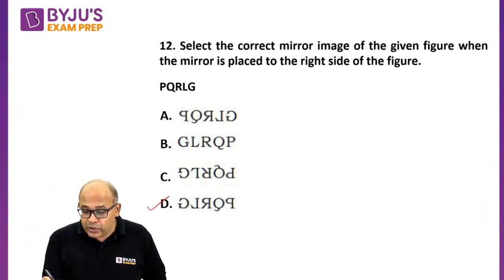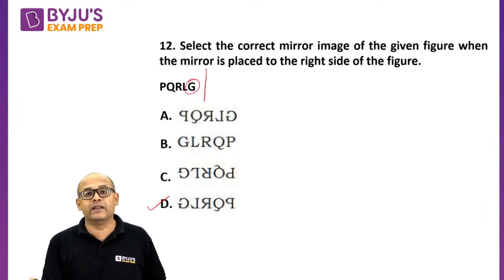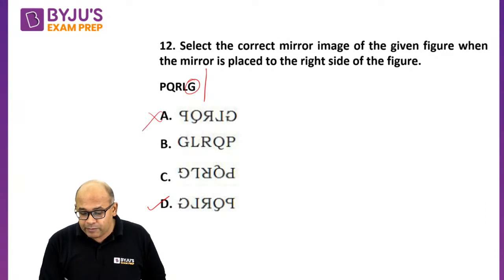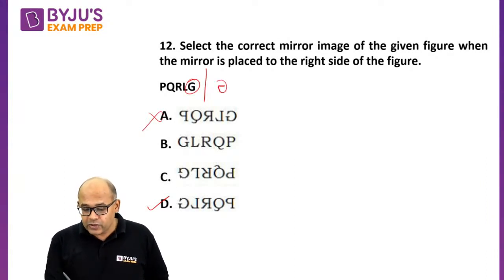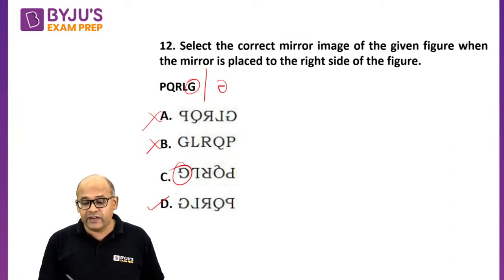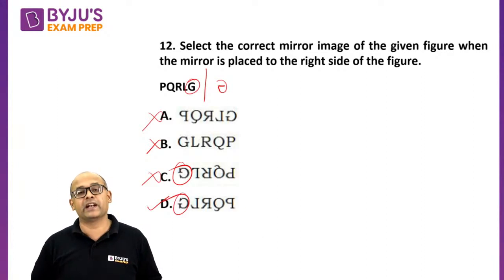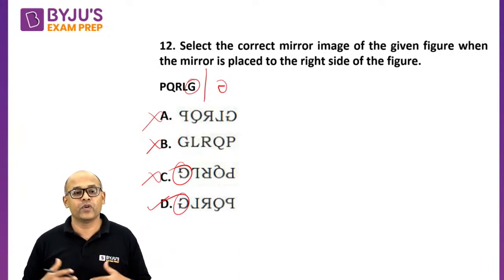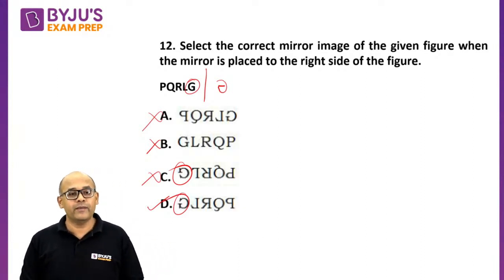Great. So the mirror image is placed to the right side. So the first letter will be G, not P. Right? So wherever you're starting with, P is gone. And also the G image will be like this. So correct G is not correct, and this reverse G is not correct. So this is the correct answer. That's it. Over. Option D. Okay? Move on.